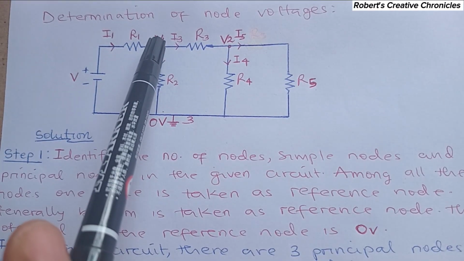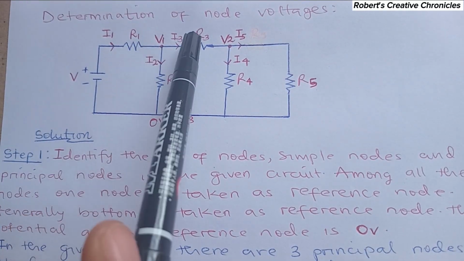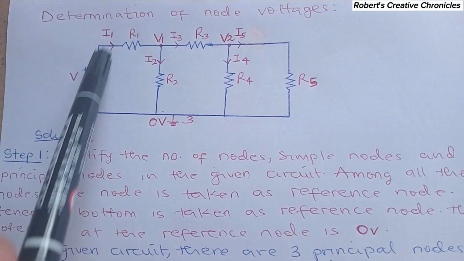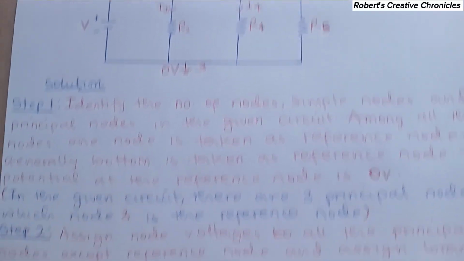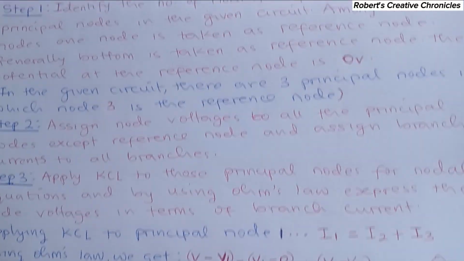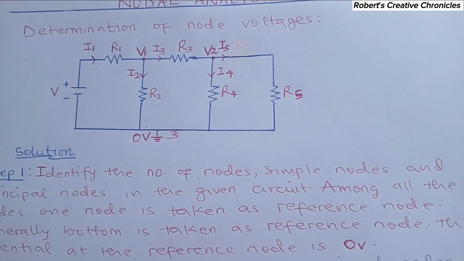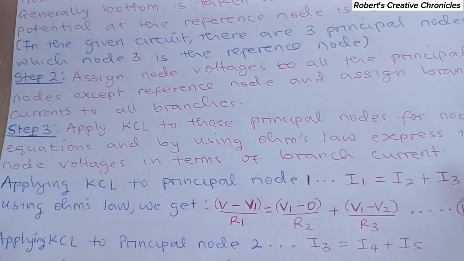So this is our node that we're considering. I1 enters this node, so I2 and I3 are leaving it. So I1 will be equal to the sum of I2 plus I3. That's how we got it. I1 is equal to I2 plus I3.